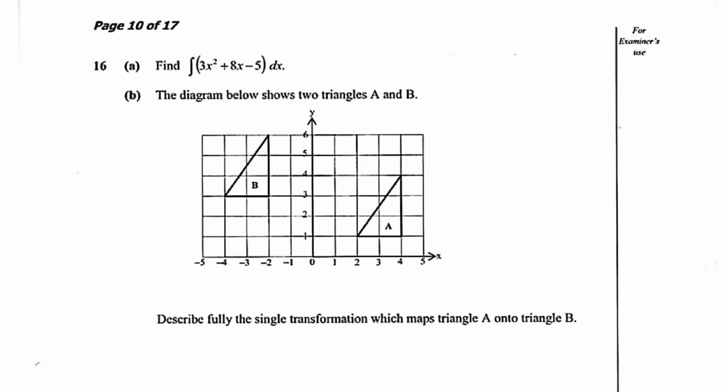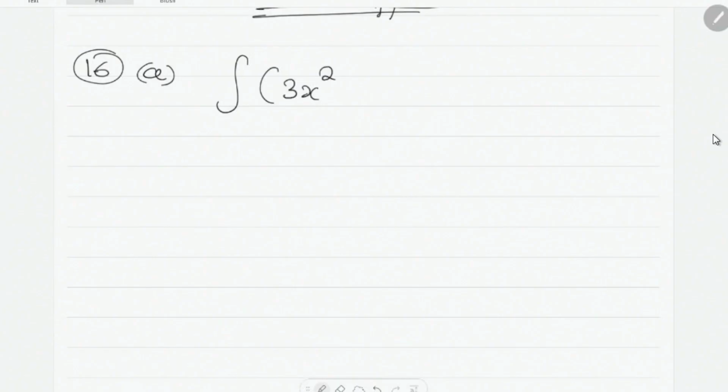Question number 16 has two parts. The first part of question number 16 is: find the integral of 3x squared plus 8x minus 5 dx. Now, let me talk about general differentiation and general integration.